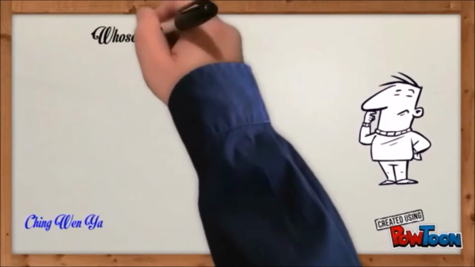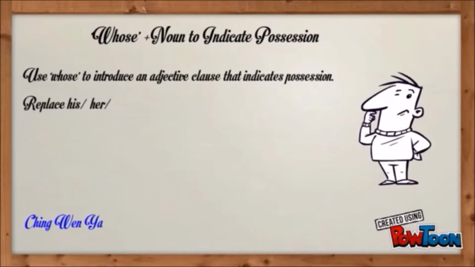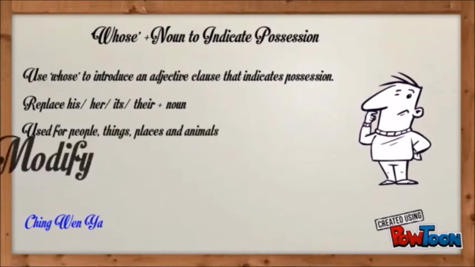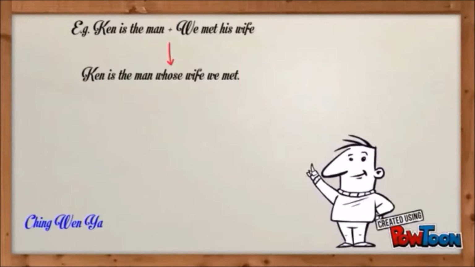Now I'm going to explain how to use whose as part of an adjective clause. All of the possessive adjectives such as his, her, its, and their can be replaced with the adjective clause word whose. It must be used with a noun. For example, we want to describe a thing or a person which belongs to something or someone.